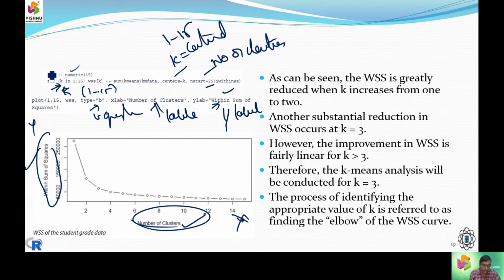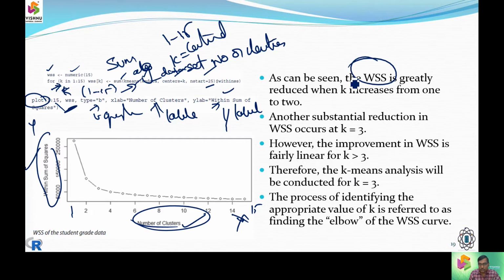So when we calculate the WSS, we need to plot. What we plot are the values 1 to 15 against the WSS. So how are we going to get the WSS? We take the sum from k-means. K-means is the algorithm we are going to take up, and Km is the data set. For that we are computing the WSS.